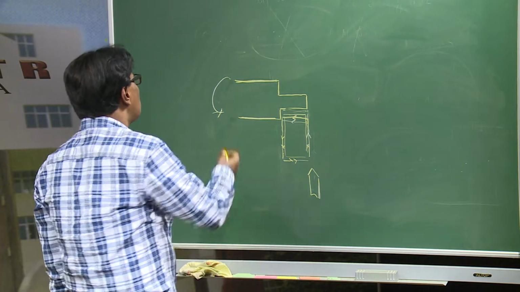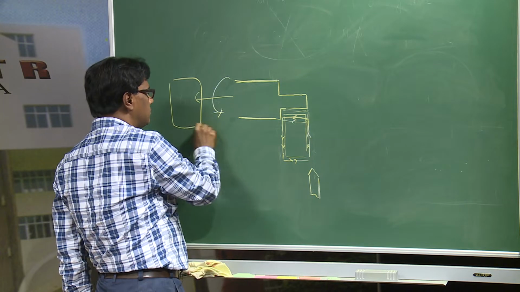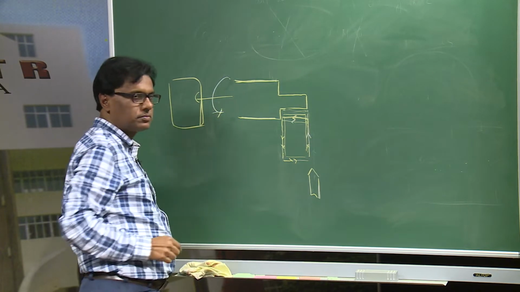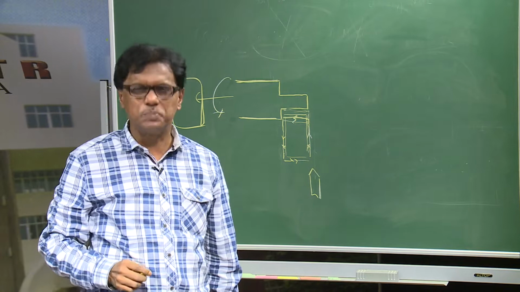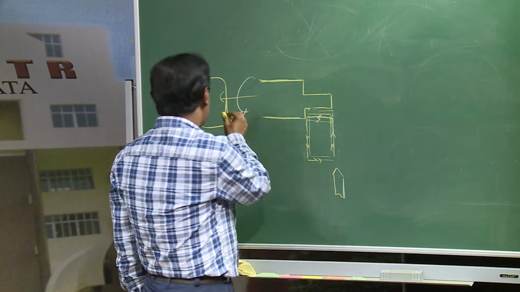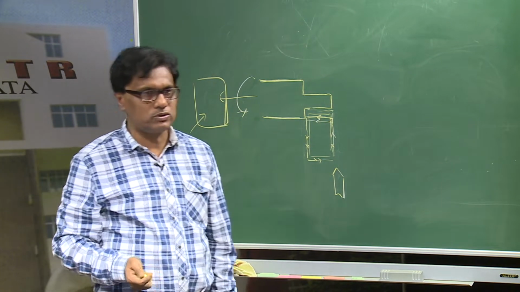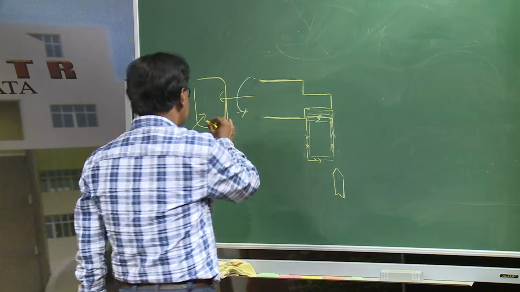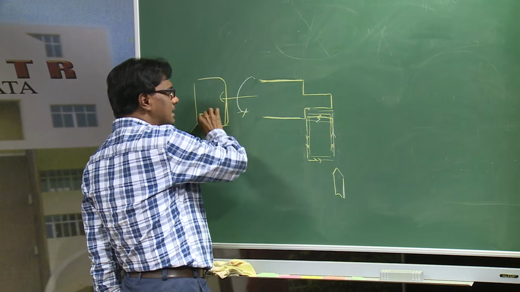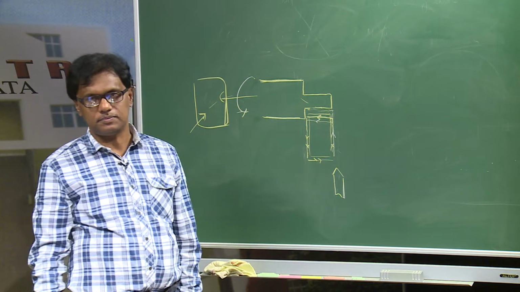So, who will rotate this? Obviously, at the back there is a motor, we call it the spindle motor. Generally now it is an electrical motor. That means this electrical energy is converted here into mechanical energy.